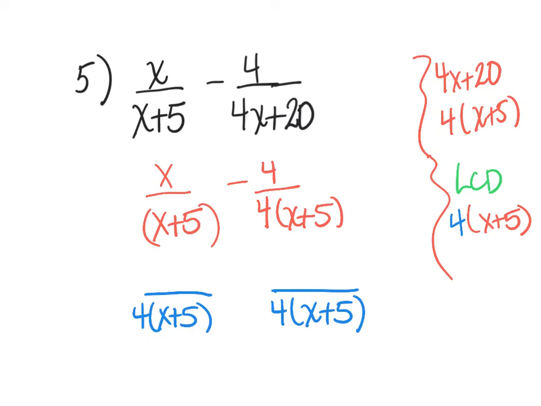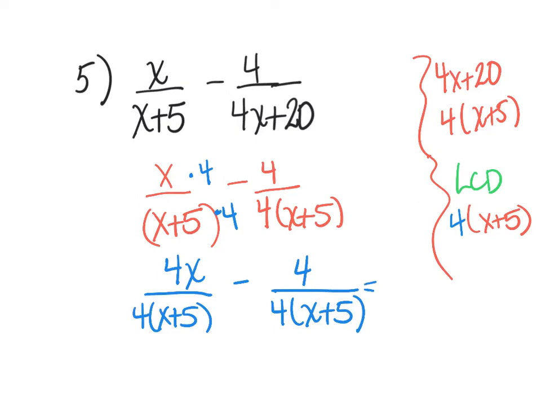Okay, so when I look at the first fraction, what is it missing? Well, it's missing the 4. So I'm going to multiply the numerator and the denominator by 4. So the denominator we've already taken care of, but x times 4 is 4x. And then in the second fraction, notice that it's not missing anything. It already has the denominator. So I'm just going to write a minus 4.